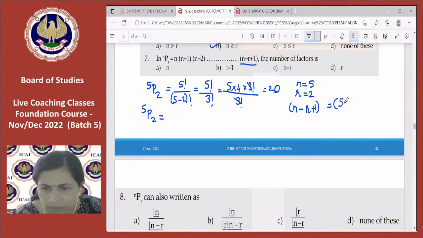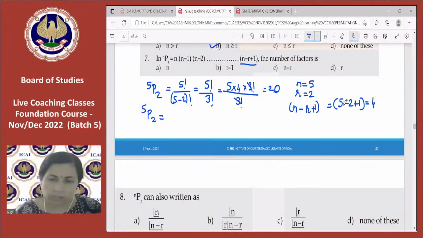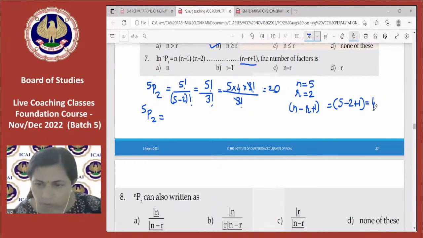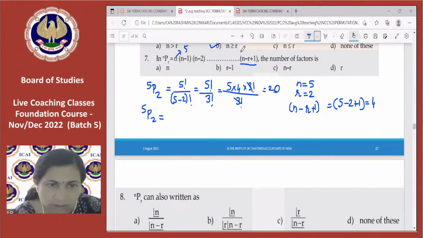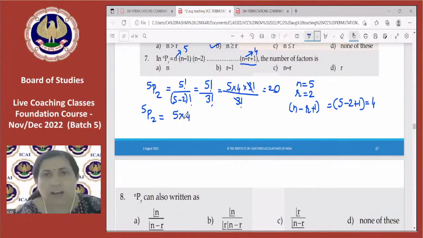So what will be n minus r plus 1? This will be 5 minus 2 plus 1. 5 minus 2 is 3. 3 plus 1 is equal to 4. So from 5, I have to go up to here. This is my 5. And this is my 4. So I will need to go from 5 to 4. So this is 5 into 4. Because what is 5 minus 1? 4. I've already come over there.